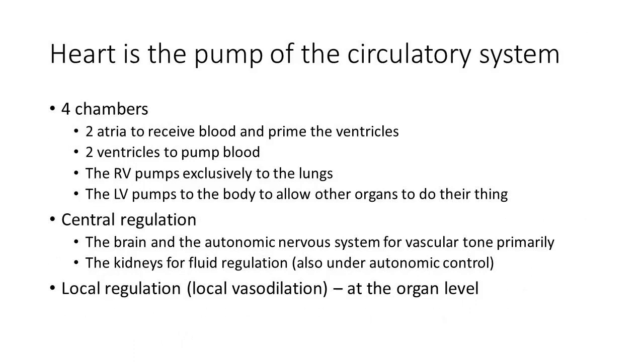Finally, we're going to talk about the heart in big terms. The heart is the pump of the circulatory system, with four chambers. Two atria receive the blood and prime the ventricles. Two ventricles pump the blood. The RV pumps exclusively to the lungs. The LV pumps to the body to allow other organs to do their thing. Then there's central regulation, the brain and the autonomic nervous system, for vascular tone primarily. The kidneys are there for fluid regulation, although they're also governed under autonomic control. But the kidneys are obviously important for preload. And then there's also local regulation, or local vasodilation. That's going to occur at the organ level.